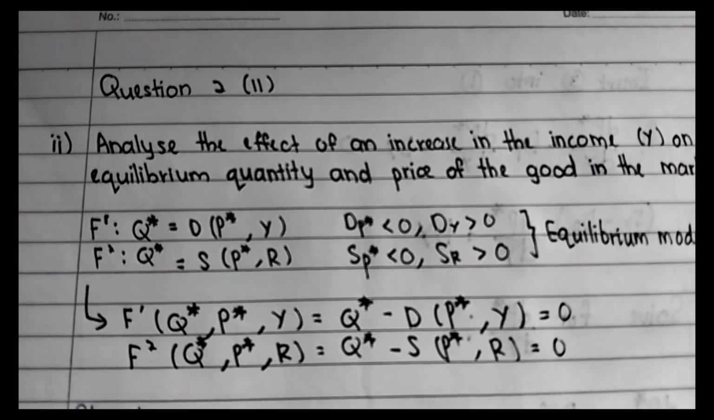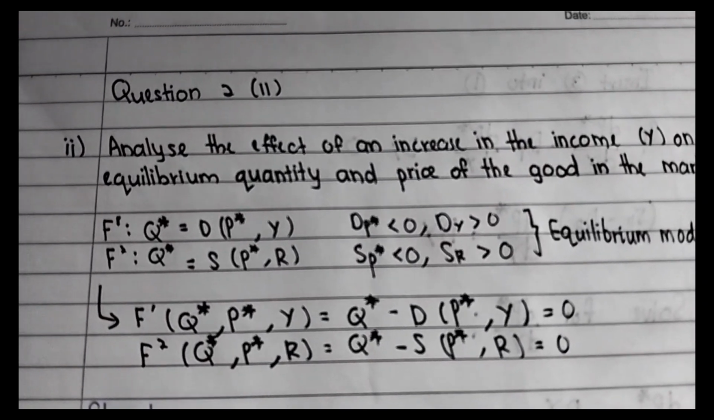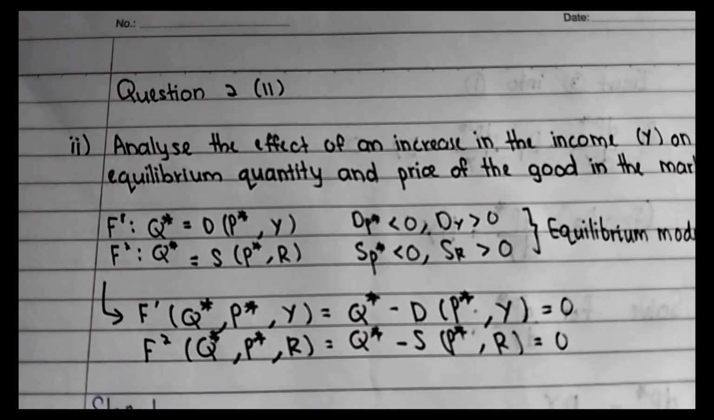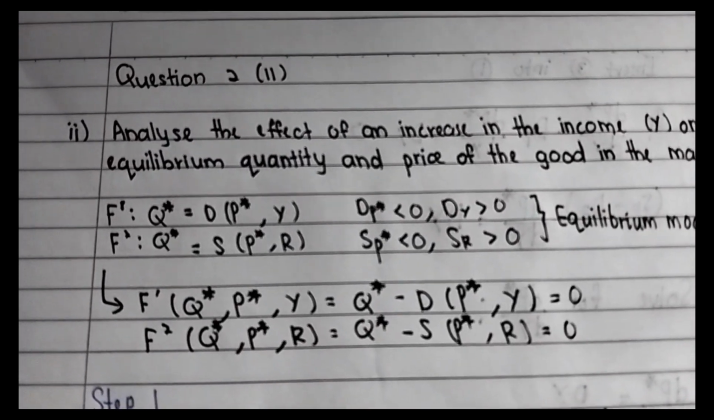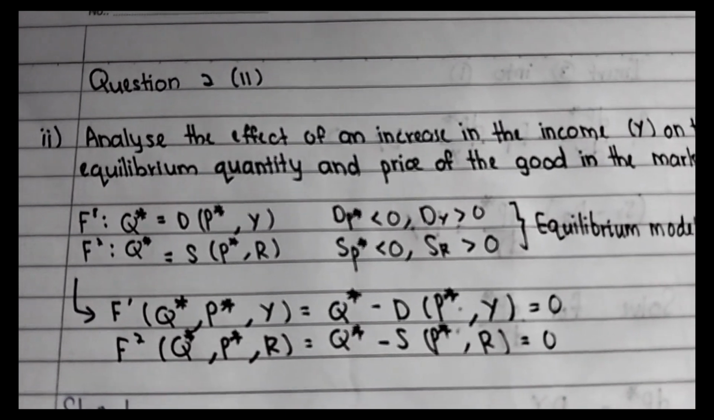But then we also have to make the equilibrium system, which is F1(Q star, P star, Y) equals Q star minus D(P star, Y) equals 0.